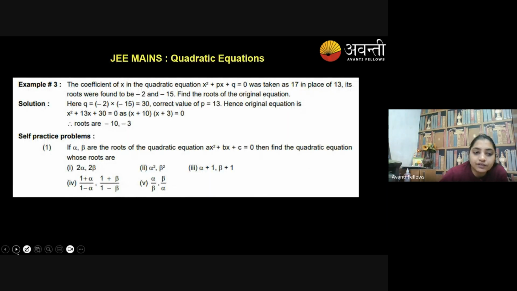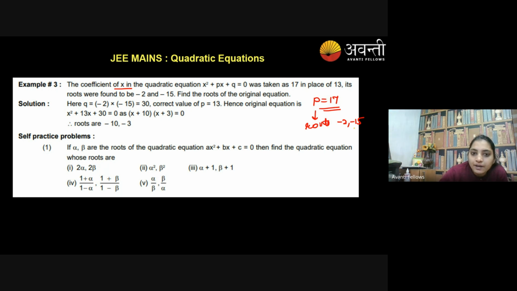So let's have one question to move ahead. Dear bacha party, let's say the coefficient of x in a quadratic equation was taken as 17 in place of 13. It means the value of p was taken as 17 but it was 13. When it was taken as 17, its roots were minus 2 and minus 15. Question is clear?